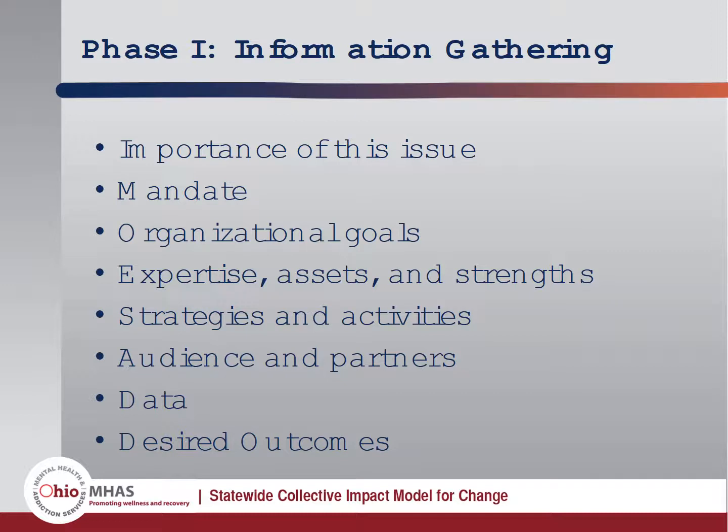So moving into phase one, this is a good set of categories to start with to learn the fundamentals about your partners. You can add or revise these categories depending on your initiative. The types of information you may need to think about with your partners include: what is the importance of this issue? What is the sector's mandate? What are each organization's goals? What expertise, assets, and strengths are they bringing to the table? What strategies and activities are your partners engaged in? Who is the audience and who are the partners? What data is available and accessible? And what are the desired outcomes of the collaborative?